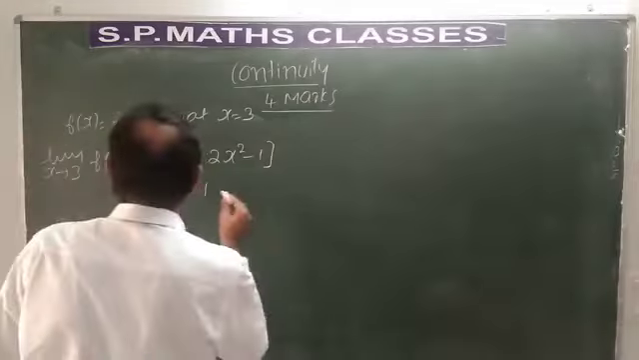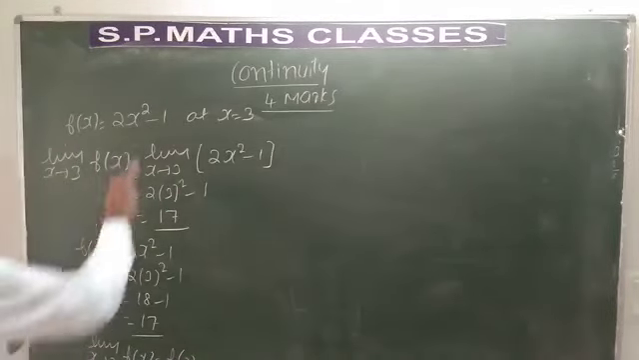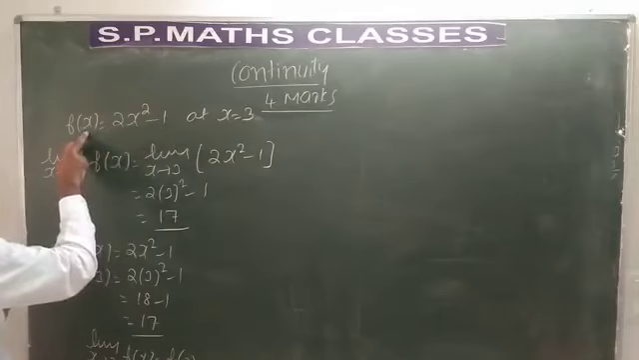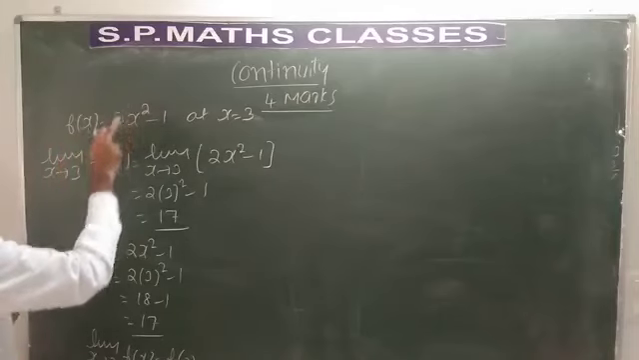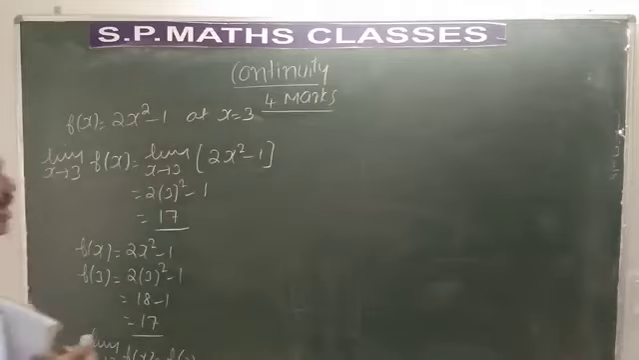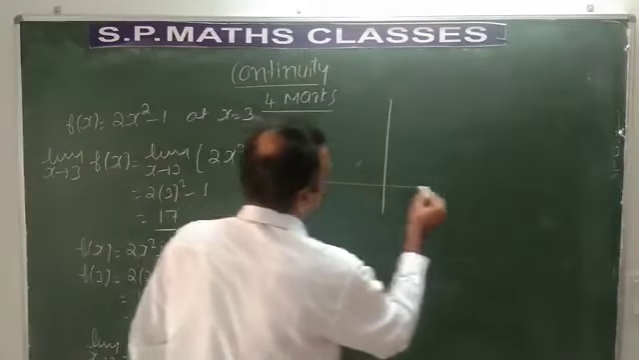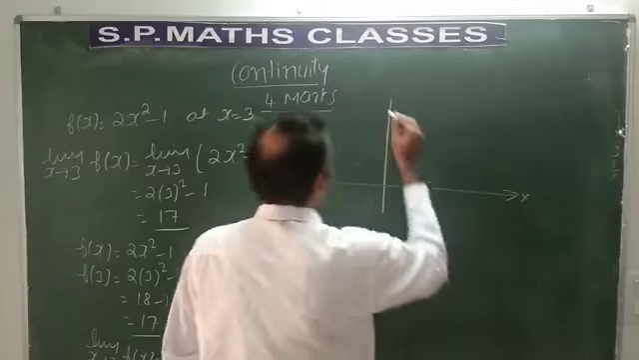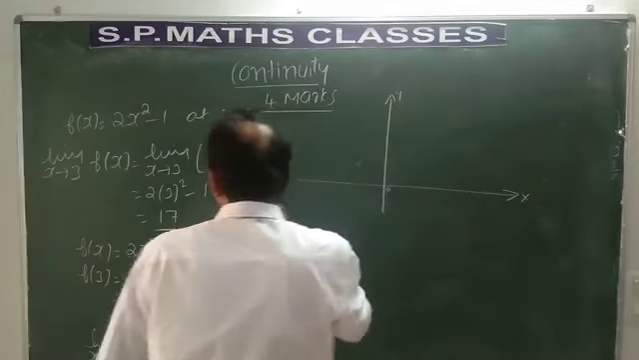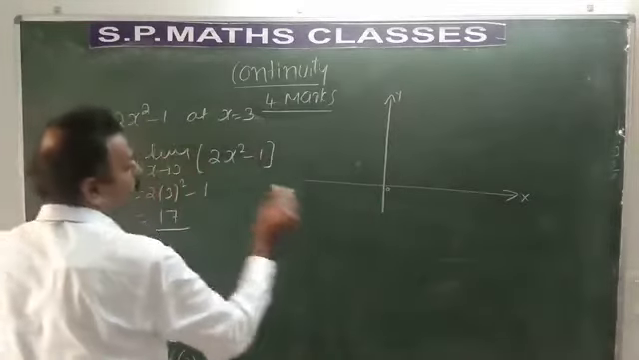So you can plot the graph easily. If you put x as 0, y will be minus 1. Put x is equal to 1: 2 into 1 squared is 2, 2 minus 1, y will be 1. So in such a case, how will the graph be? Let us see how the graph will be. This is x and this is y and this is 0. And when you put x as 0, y will be minus 1.